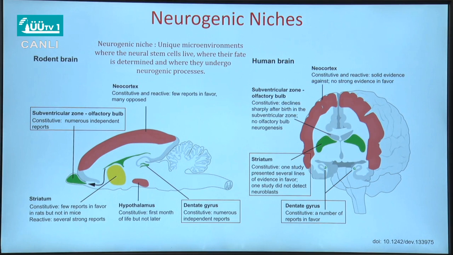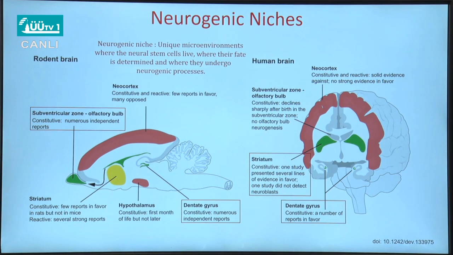Therefore, the requirements of neurogenesis seem to be less in some of the mammals, including humans. So subventricular zone is a very important neurogenic niche in some of the mammals, but for humans we actually have neurogenesis there only in the first year of life.